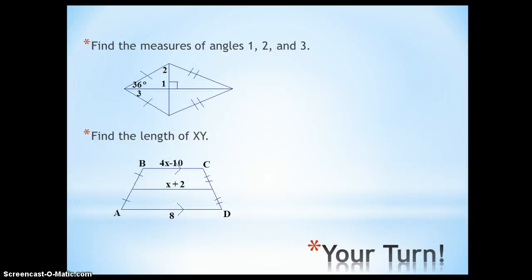Now, I want you to try these two examples. They're very similar to the last two, so if you need to go back and look at them, check out the other examples before you move on. Also, again, XY is this middle line, and I apologize for it not being labeled. So find the measures of angles 1, 2, and 3, and find the value of XY. Angle 1, again, is going to be 90. Angle 2 is going to be 54 degrees, and angle 3 is going to be 36.